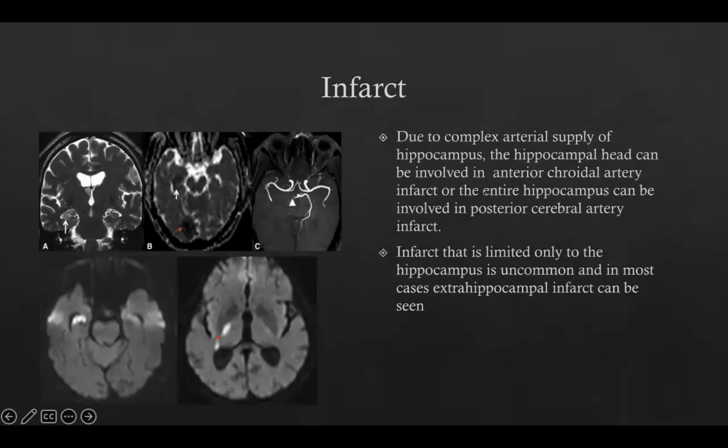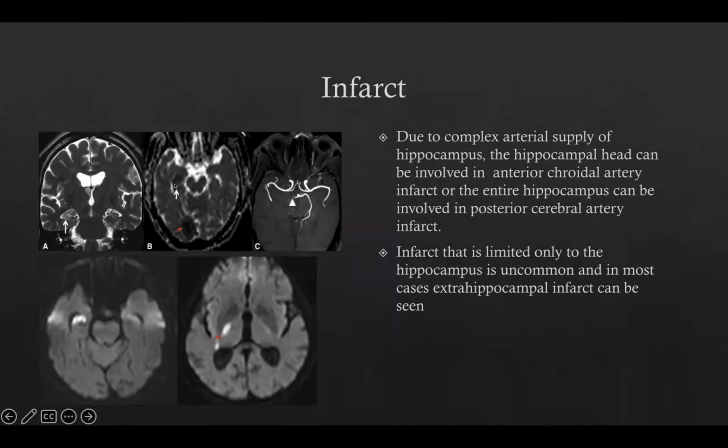Okay, next is infarct, which is also a common finding in our daily cases. For infarct, usually it is uncommon for us to have only hippocampal infarct. Most of the time, we will have some extra-hippocampal infarct as well because of the arterial distributions, right? So if you look at this upper row image, the patient has some bright signals within the hippocampus. If you compare it with the normal side, this is a bit brighter.